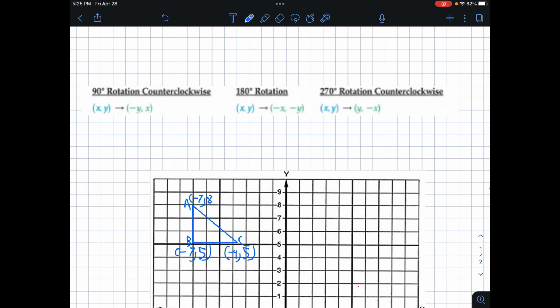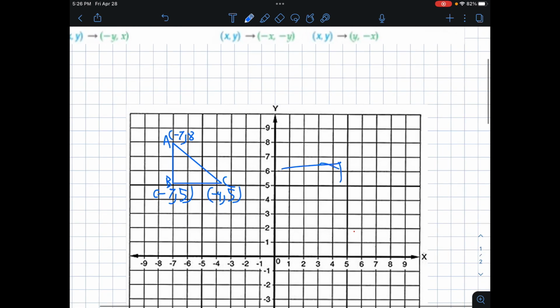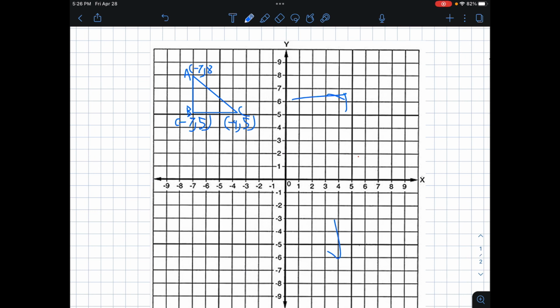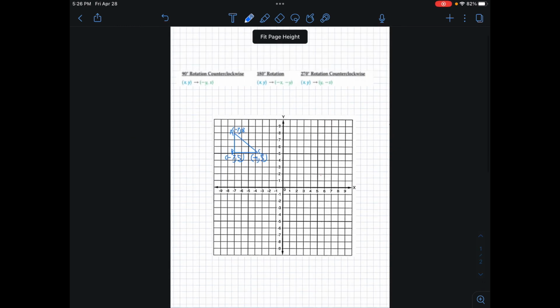Now, in your word problem, it's going to tell you whether it wants you to rotate it 90 degrees, 180 degrees, or 270 degrees. And this is for counterclockwise, not clockwise. So instead of going this way and down, and then here and then back up, you will be going down here, up there, and there, and then here back again. Simple, right?